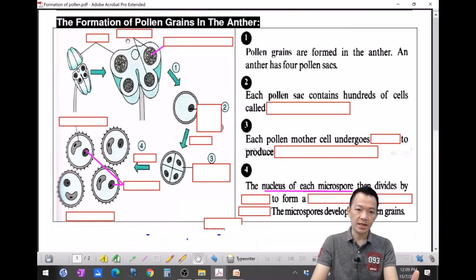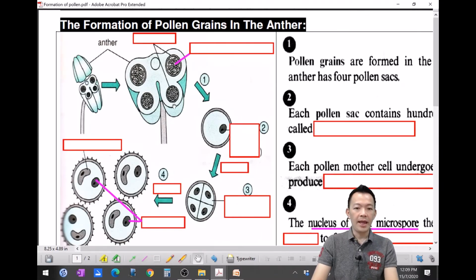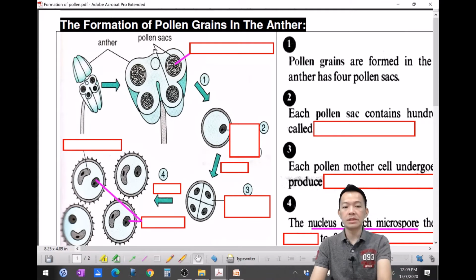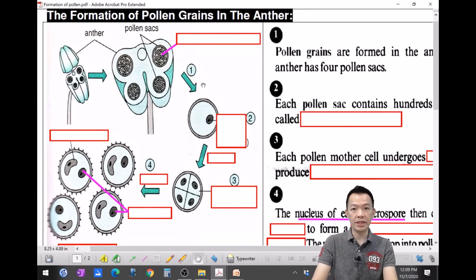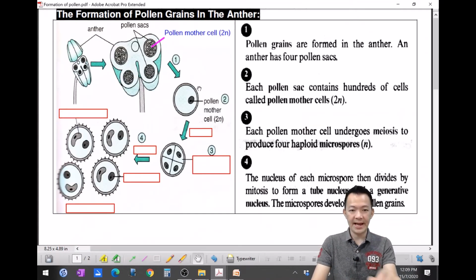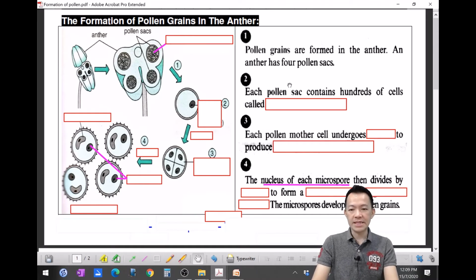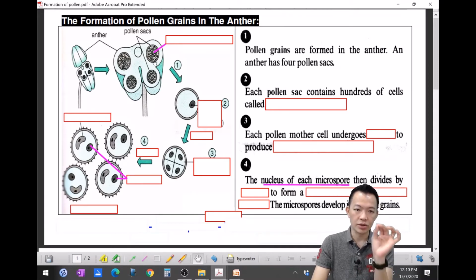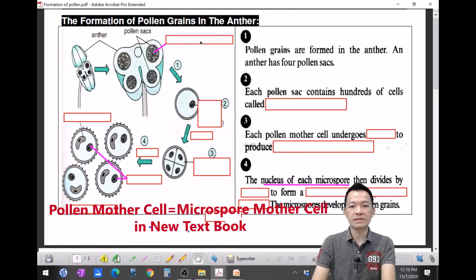Okay, so now we look at the diagram. What is this? Anther 这个东西就叫 anther. An anther having 1, 2, 3, 4. For what? For pollen sacs. 它有4个收藏 pollen 的袋子。OK，再来。Each pollen sac contains hundreds of cells. So each of the pollen sacs contains hundreds of cells. 它里面有上百粒的一些细胞。And all the cells here we call pollen mother cells.